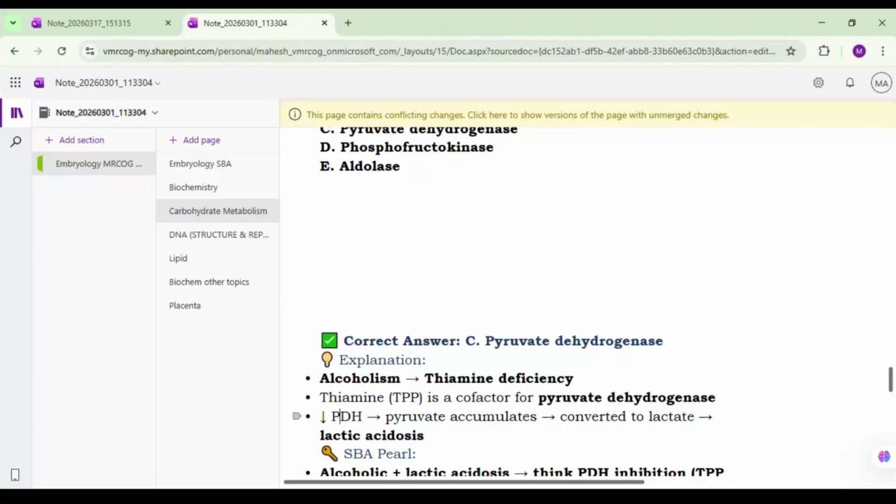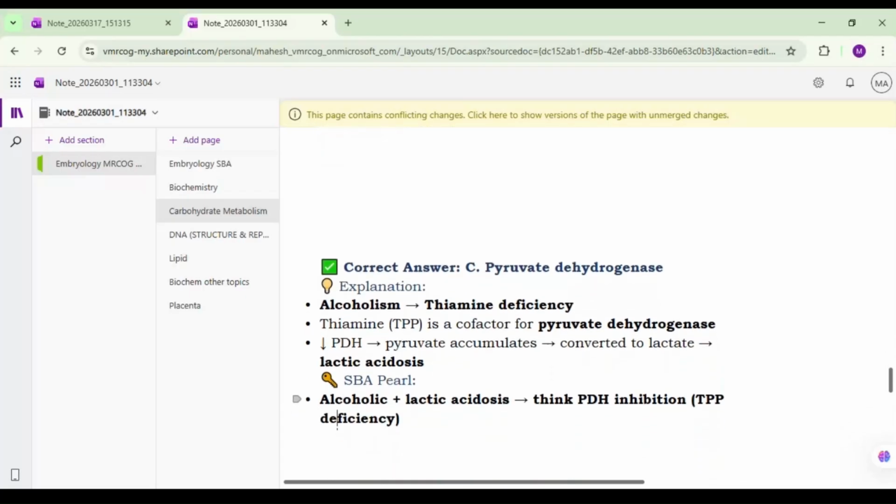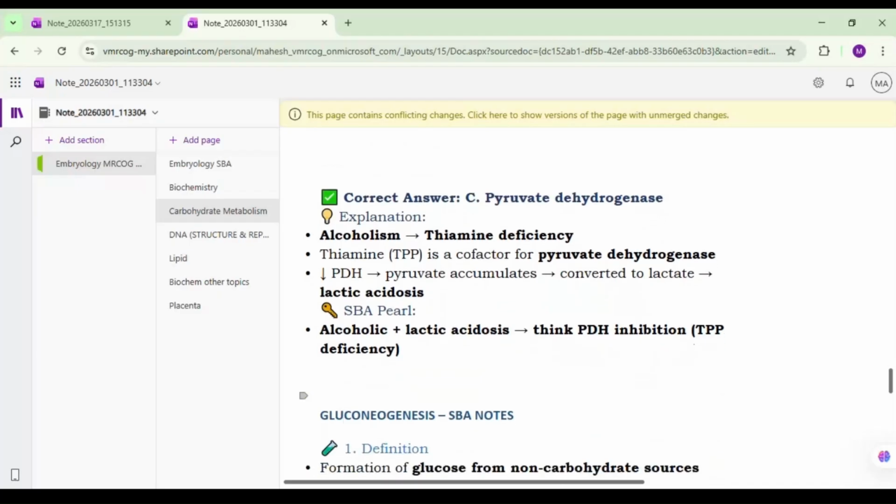So for PDH, TPP is there, no? Thiamine pyrophosphate. So alcoholism leads to thiamine deficiency. Thiamine pyrophosphate is a cofactor for pyruvate dehydrogenase. So decreased PDH will lead to pyruvate accumulation, which is getting converted to lactate, leading to lactic acidosis. So alcoholic plus lactic acidosis, think PDH inhibition.